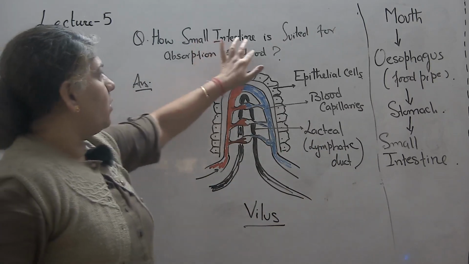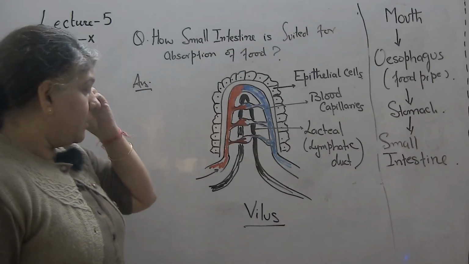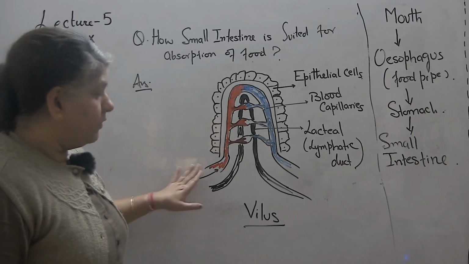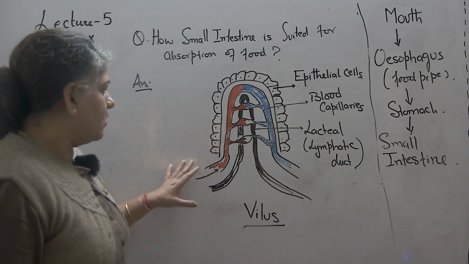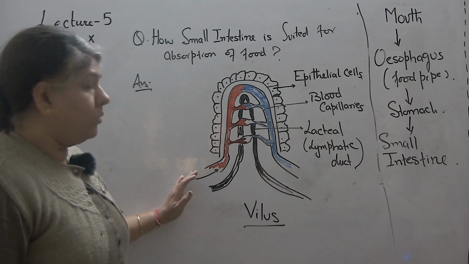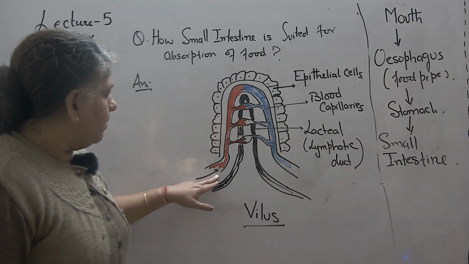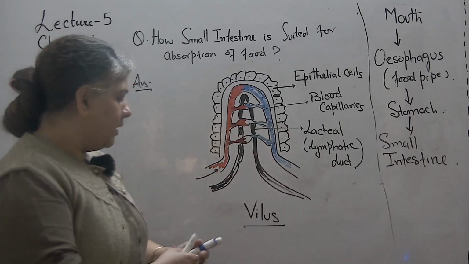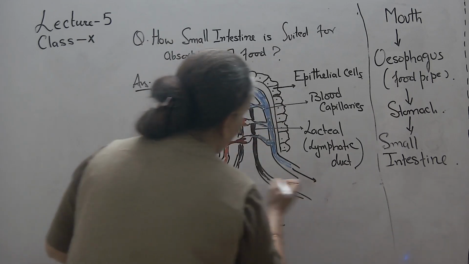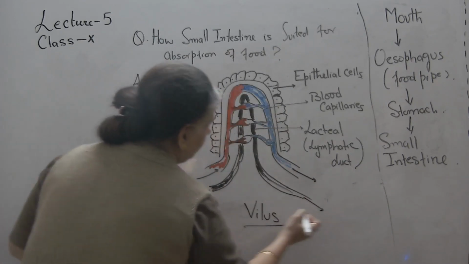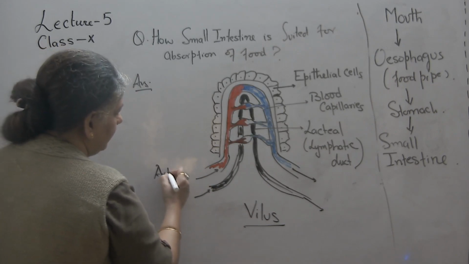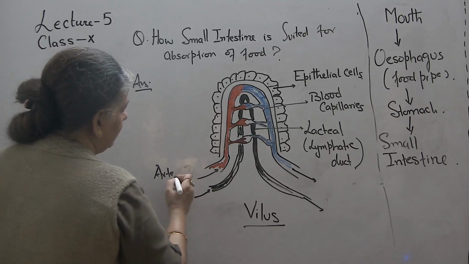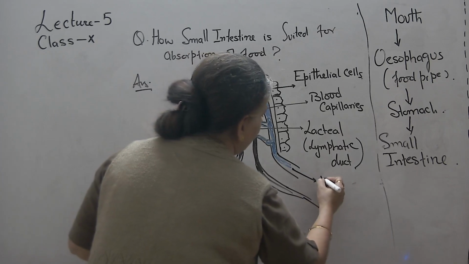So our question is, how is the small intestine suited for absorption of digested food. The food that is digested will now enter into blood. The molecules are now so small that they can diffuse into the bloodstream and become part of our body. So blood will flow. So these are arteries, artery, and this is vein.